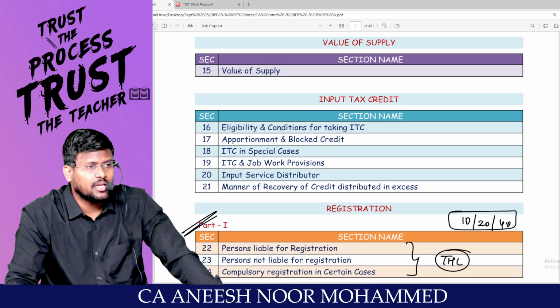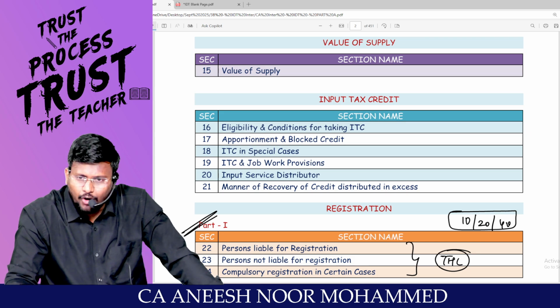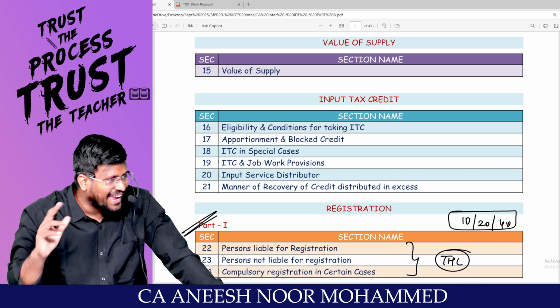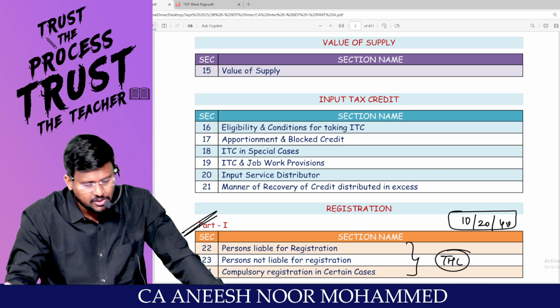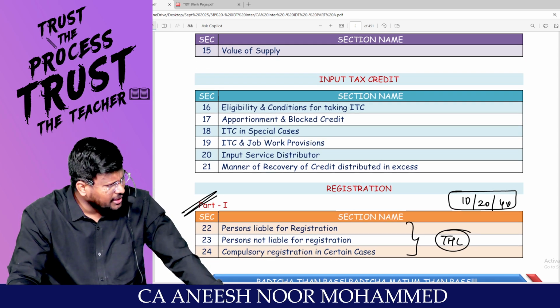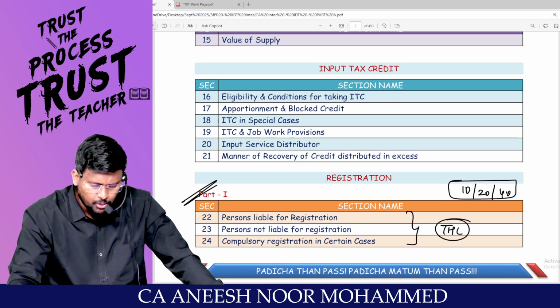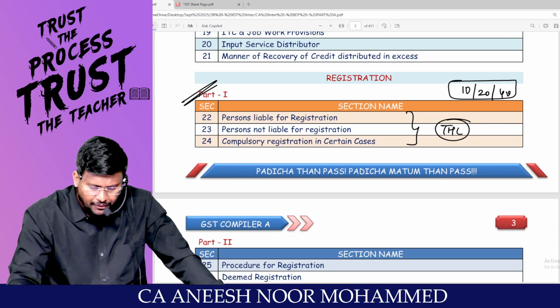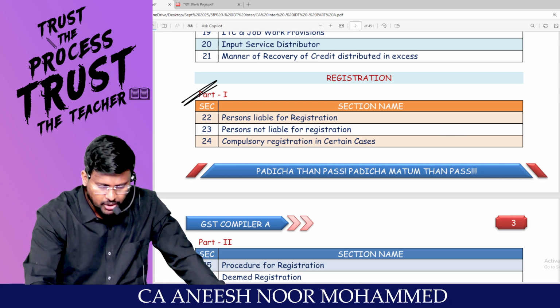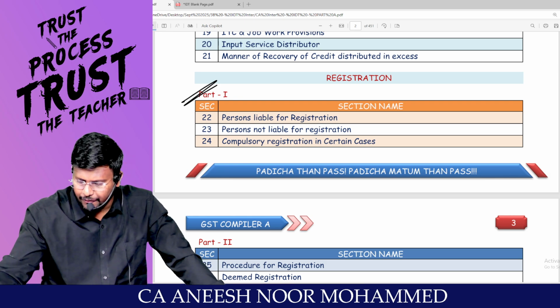What is section 16? Basic section for ITC. 17. Apportionment and blocked credit. 18. ITC and special cases. 19. ITC and job work provision. 20. Input service distributor. 21. Manner of recovery of excess credit. 22. Person liable for registration. 23. Person not liable for registration.